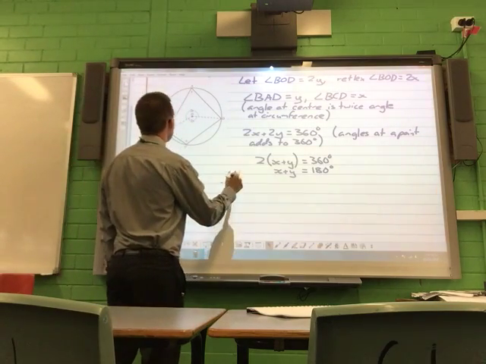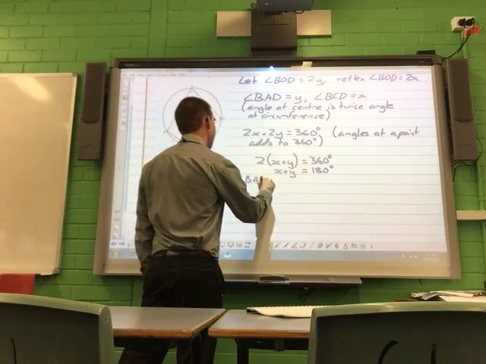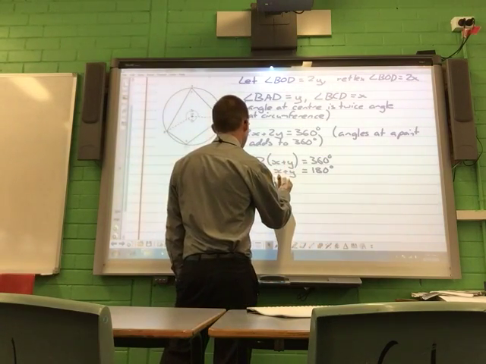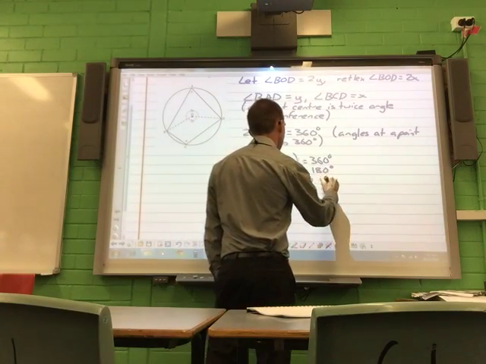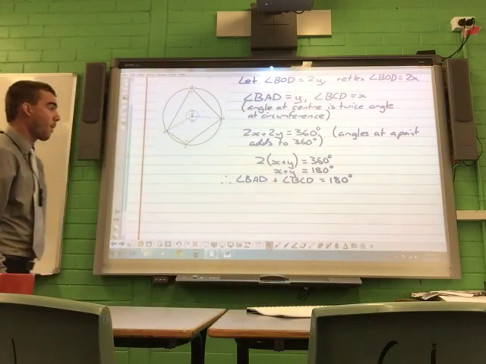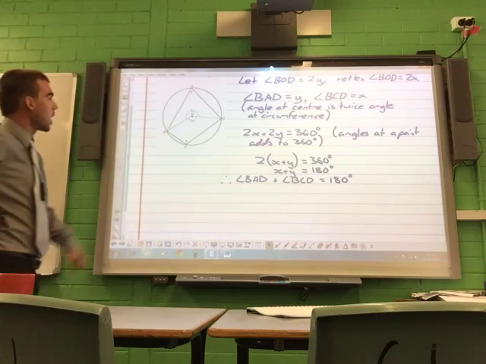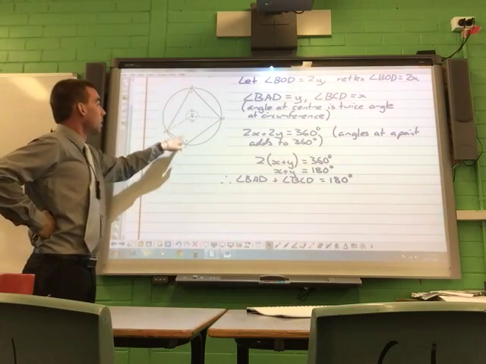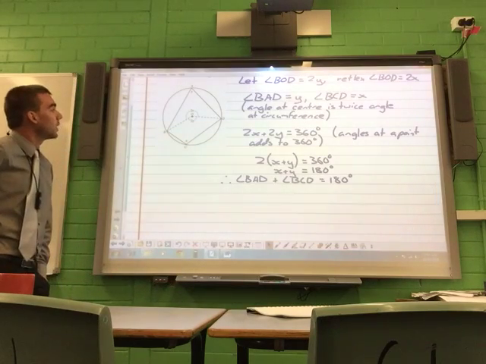So therefore, angle BAD plus angle BCD must equal 180 degrees. Right, so these two angles equal 180 degrees. Okay, so there's a couple of things I can do now.